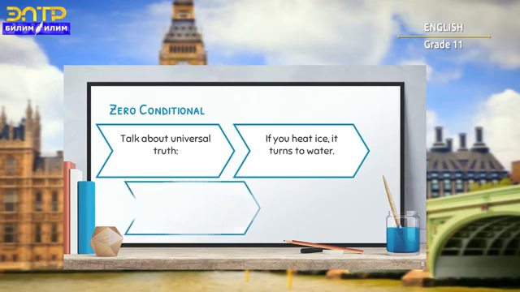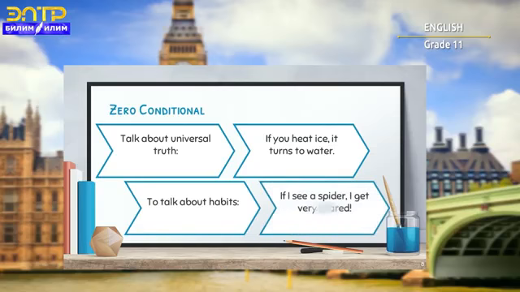To talk about habits. For instance, if I see a spider, I get very scared. The zero conditional is used to make statements about the real world and often refers to general truths, such as scientific facts. The time is now or always, and the situation is real and possible.